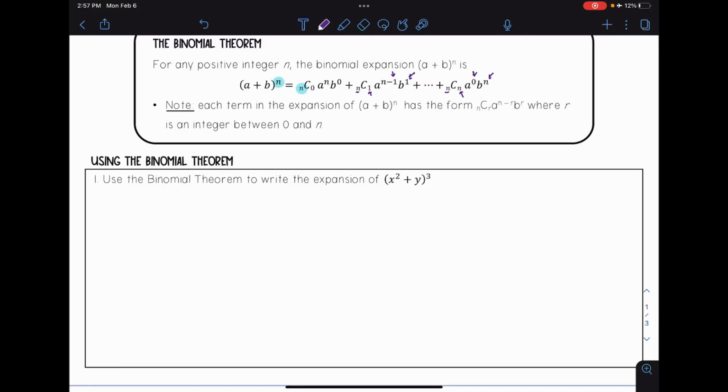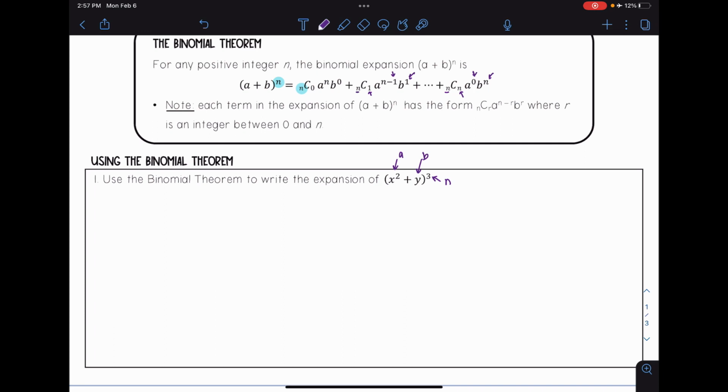So for number 1, we want to use the binomial theorem to write the expansion of x squared plus y raised to the third power. Something that helps me is I'm first going to label what my a and b are. I see that x squared is going to be my a, y is going to be my b, and n is the power I'm raising to, so that is going to be 3.